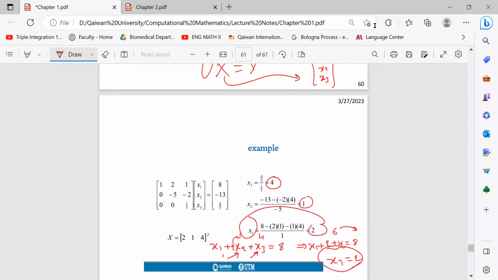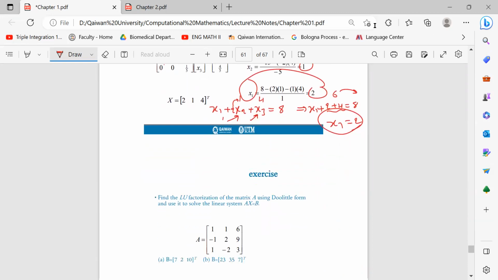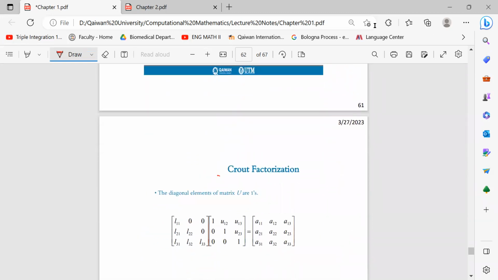So here, it's important to find matrices L and U. After finding these two matrices, you say Ly equals b to get the values of y1, y2, and y3. And then Ux equals y to get the values of x1, x2, and x3. That's Doolittle factorization. We now have Crout factorization.